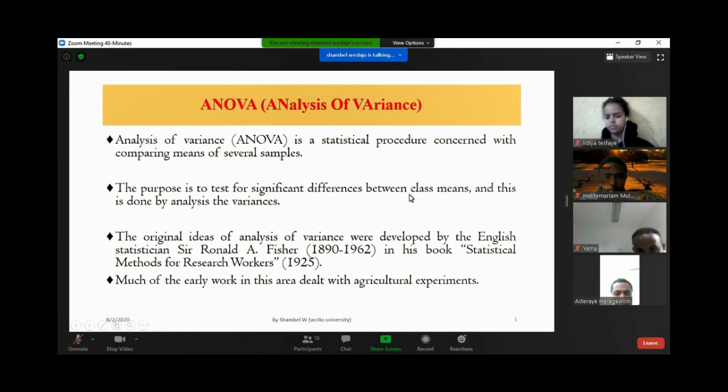And this ANOVA test was most of the time used in experiments in agriculture, but nowadays we use this ANOVA in health science as well: medicine, nursing, information, environmental health, as well as public health and laboratory. We use ANOVA as one means of assessing variation across sample means.